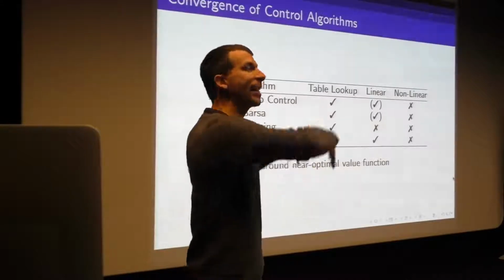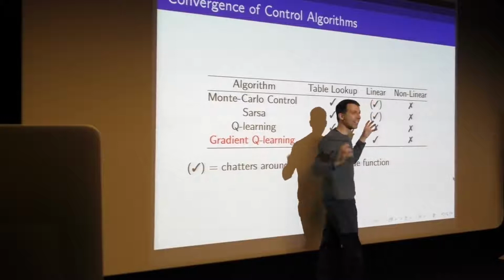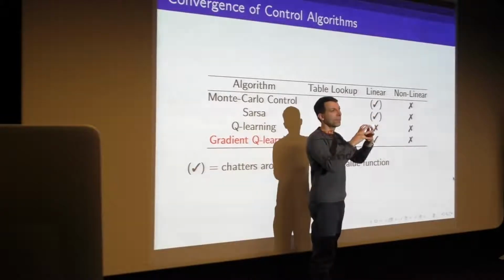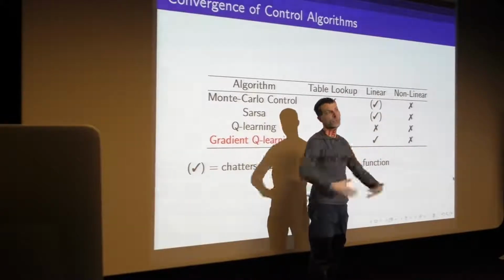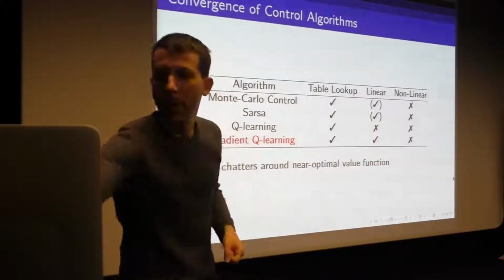So cross here means catastrophic divergence is possible. This means that you chatter, like you're always getting closer but occasionally stepping away, but you never just kind of shoot off to infinity. Right.